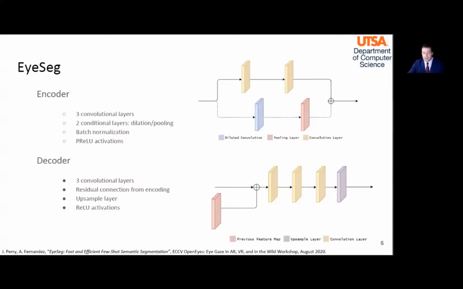On the other hand, the decoder will follow a more simple design with a residual connection for retention of those simple features and early features, just like the U-Net style design.